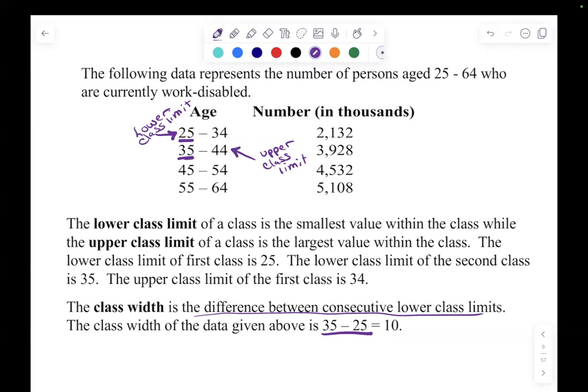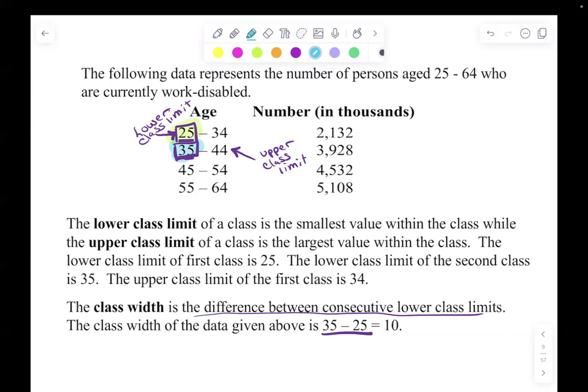Questions on this screen so far? Could you repeat that last part? Where did you get the 35 from? I took this right here, my second bin, my second class, and it starts at 35. And my first class, I'm going to use a highlighter because I can, this 25 is my first lower class limit, and this 35 is my second lower class limit. So you just subtract those from each other to get your bin width or class width. Okay, thank you. You're welcome.